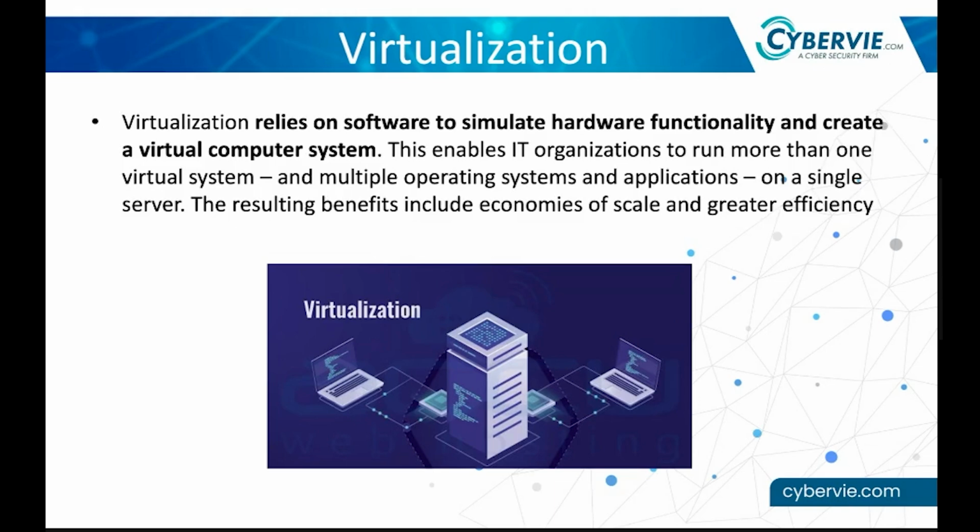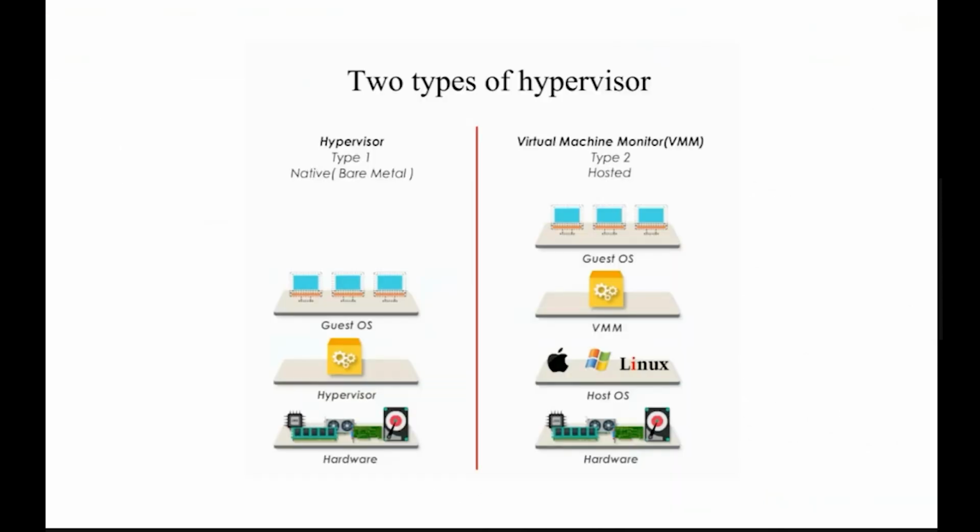For this, we use something known as a hypervisor. The hypervisor is responsible for virtualization. A hypervisor is a software, and there are two types of hypervisor software: type 1 and type 2. Type 1 we call bare metal, and type 2 is VMM, or hosted virtualization.